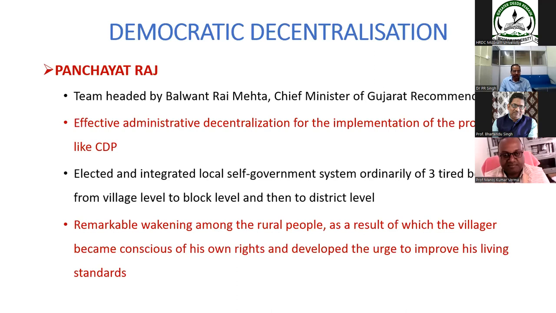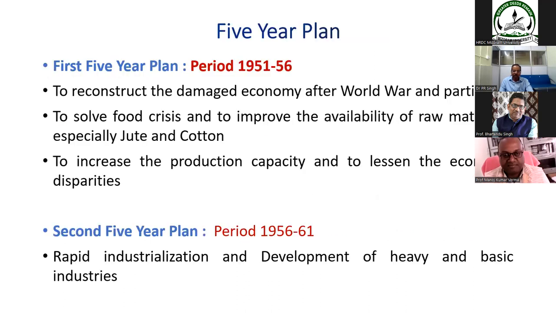Various governments have been introducing this program step by step, and even state governments did not introduce it in the earlier stage. Now these days it is compulsory for all states to introduce the panchayati raj system in their own villages. Then the 5-year plans, because we are discussing 5-year plans. Every 5-year plan gives a different emphasis. In the first 5-year plan, we provided two things. First, increase the production capacity and lessen the economic disparity.